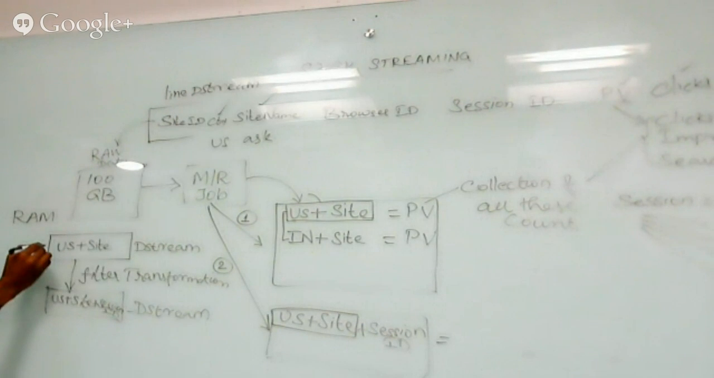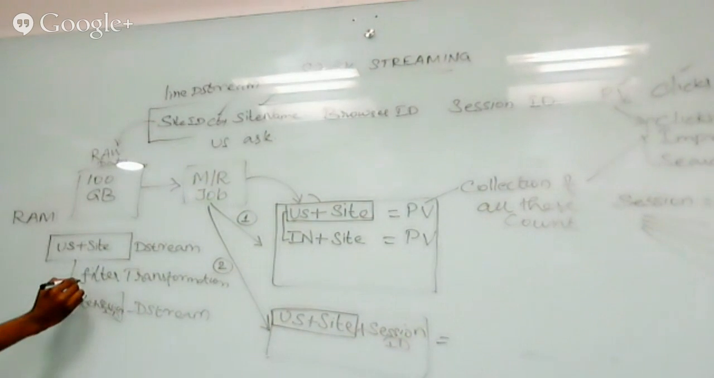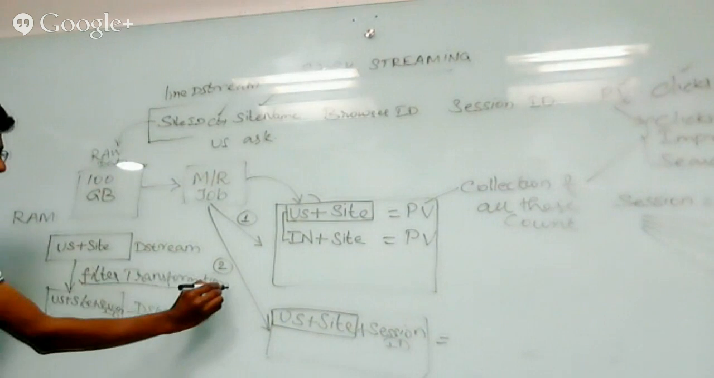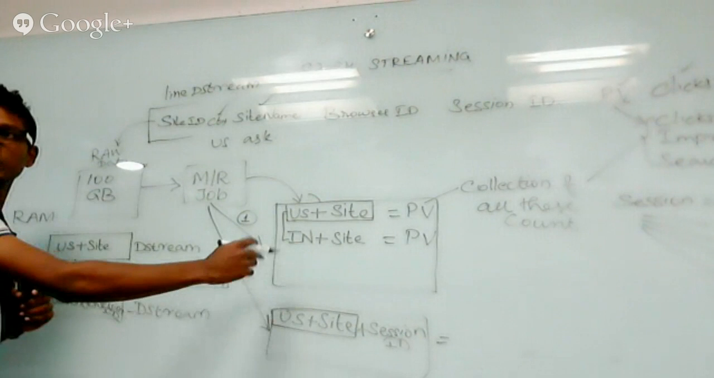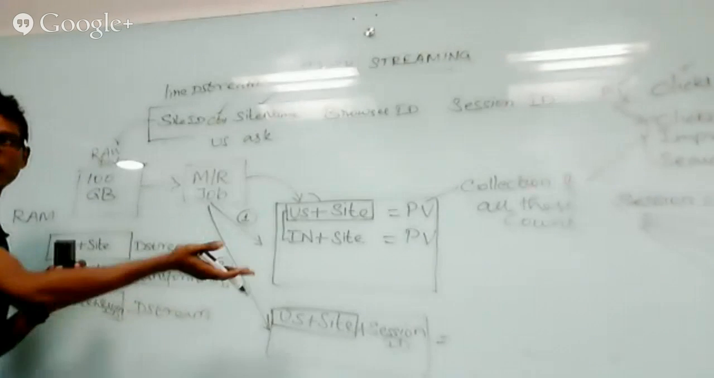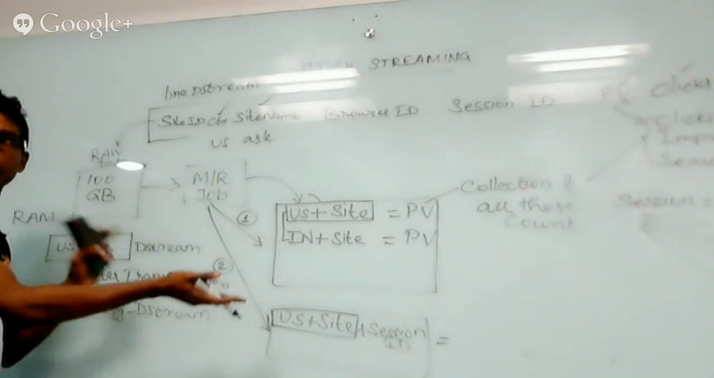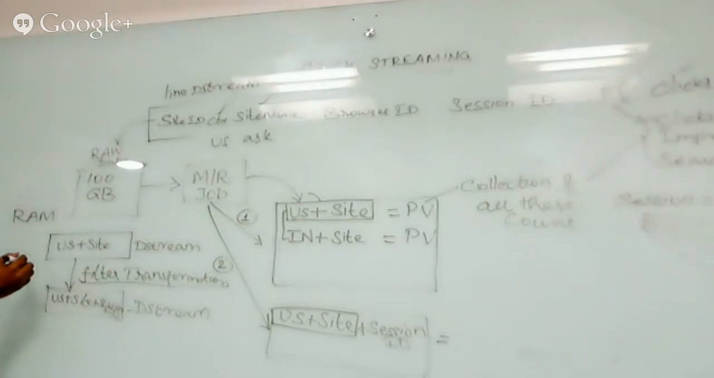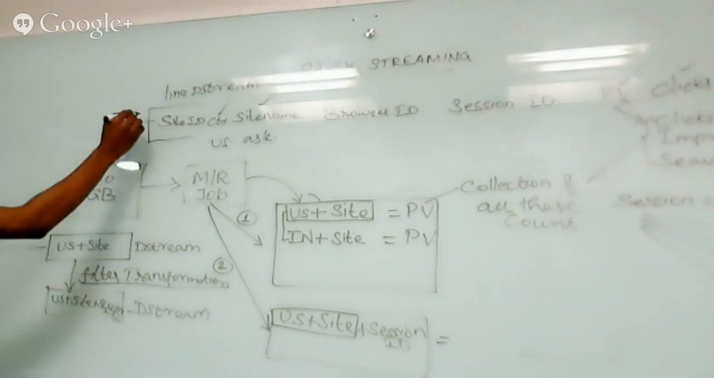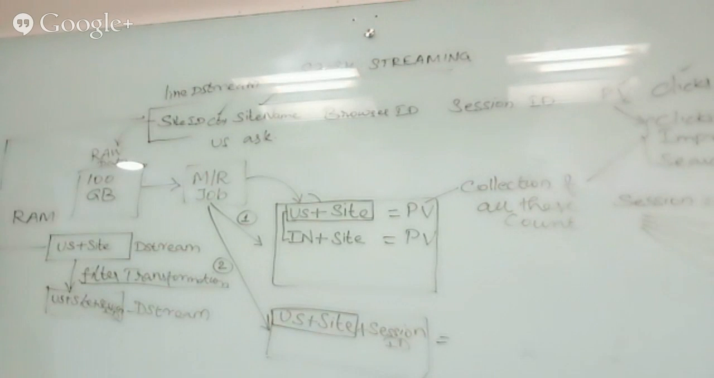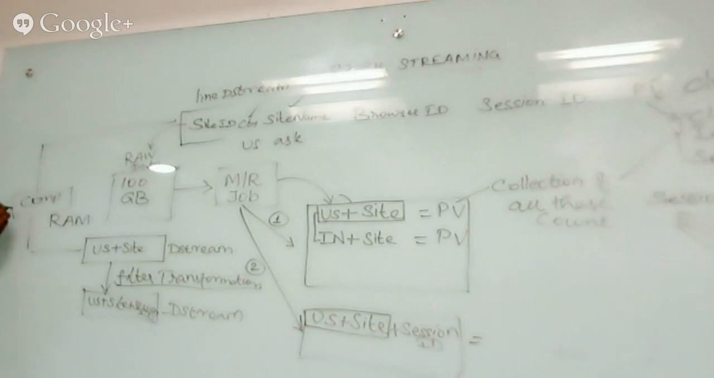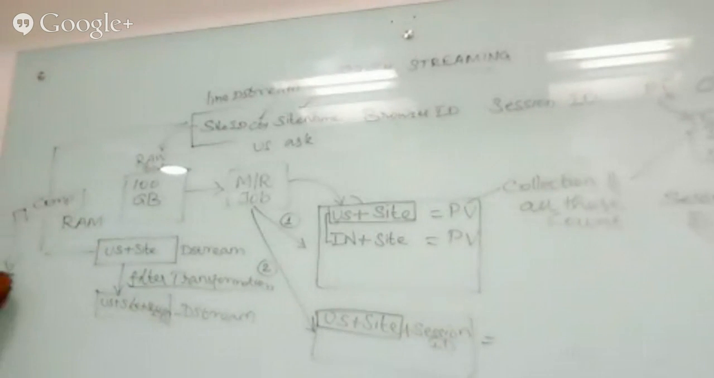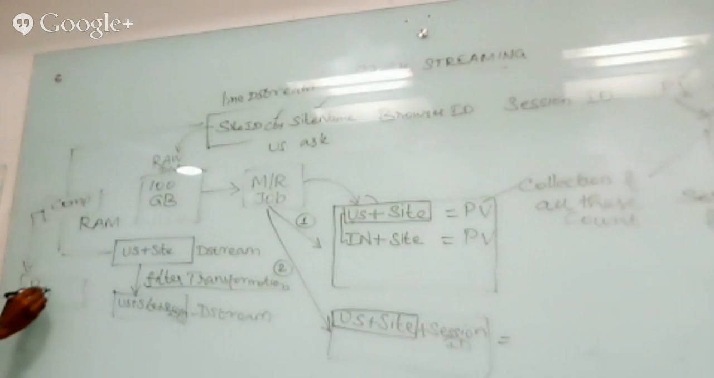Okay, and this is your US plus site Dstream. So when you apply a filter called filter transformation, you will be passing some arguments to that particular function. You will have a predefined filter operation there and you will be passing it. What it will do is take out just these two things and a comparison will be made. That is, when you make a functional call, a comparison will be made and then you will get your desired result Dstream.